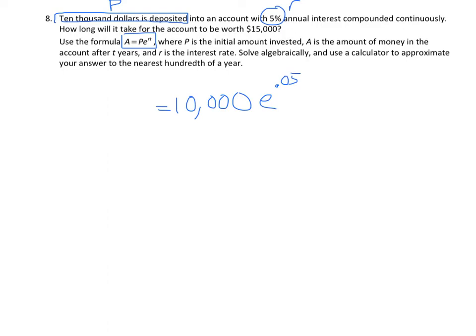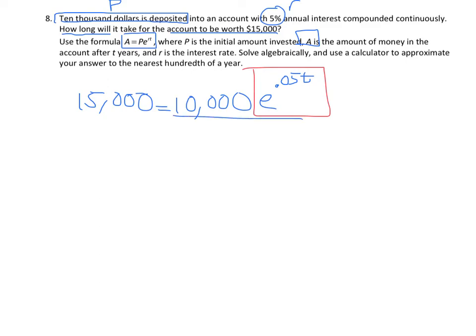And the question is asking how long. t is what we're going to be solving for. And we want to know how long it will take for the account to be worth $15,000. So we want the amount in the account to be $15,000, which is our A. So we put 15,000 on this side. And now we are solving this equation. So I want to get the exponential part by itself first and then I'm going to end up changing it to log form. So my first step is going to be to divide both sides by 10,000.